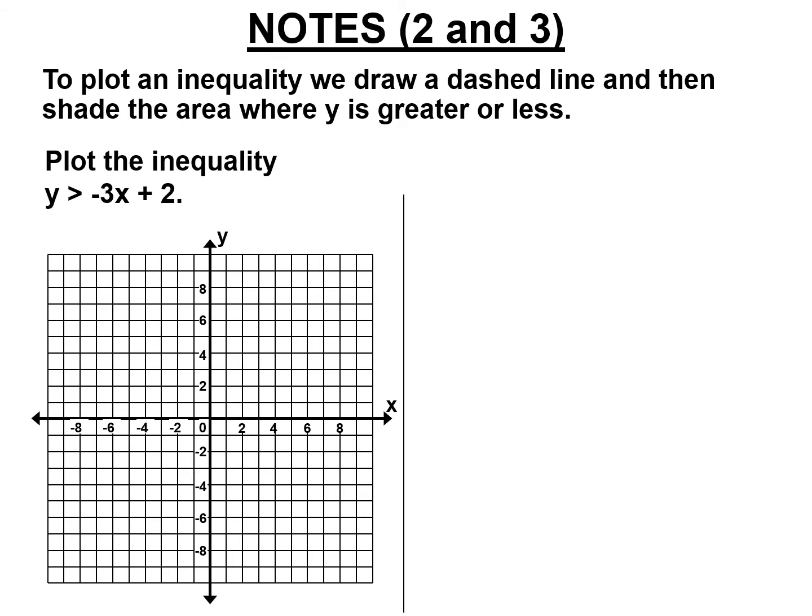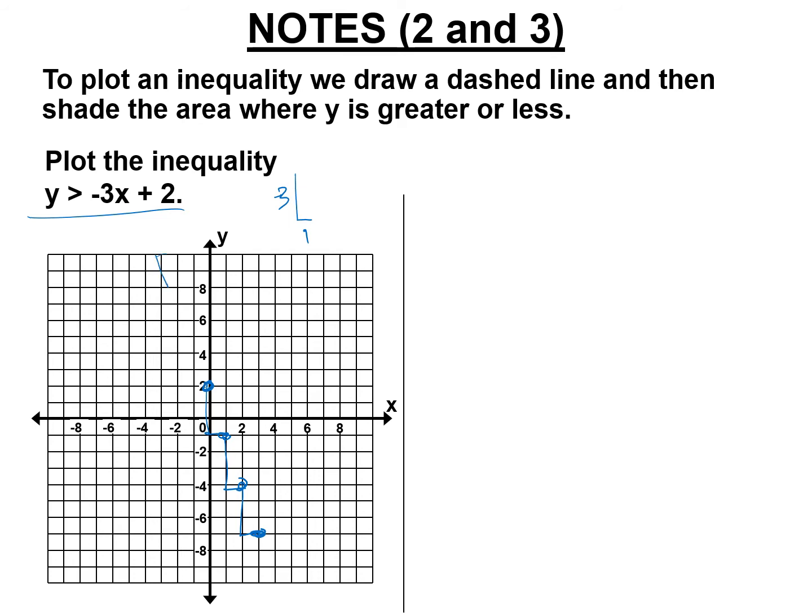All right, so we do it pretty much the same way. So we have y is greater than negative 3x plus 2, right? The y-intercept is 0, 2. The slope is negative 3, right? Negative 3 is down 3 over 1, down 3 over 1, like that. But it's going to be greater than. It doesn't equal that. So we're going to make a dashed line.